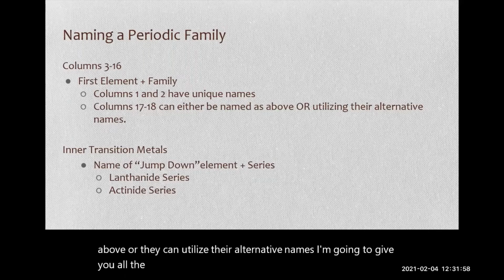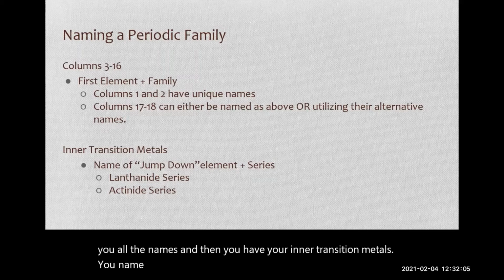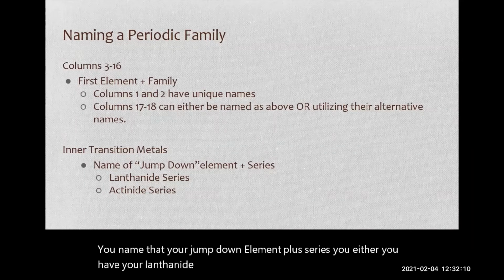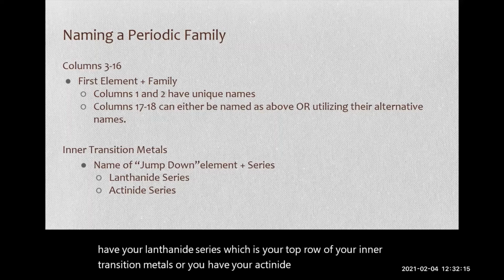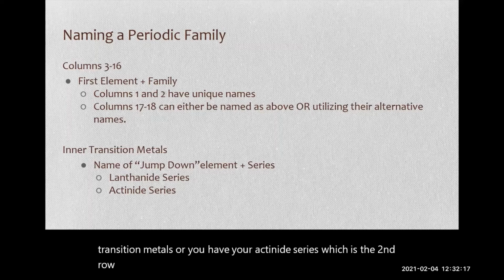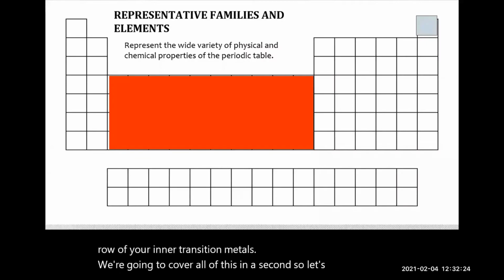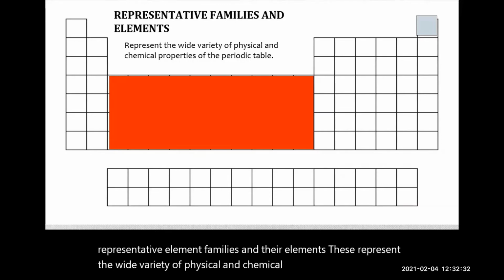And then you have your inner transition numbers. You name that your jump down element plus either you have your lanthanide series, which is your top row of your inner transition metals, or you have your actinide series, which is the second row of your inner transition metals. We're going to cover all of this in a second. So let's look at the representative element families and their elements. These represent the wide variety of physical and chemical properties of the periodic table.